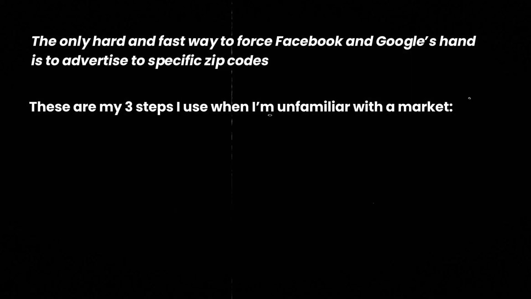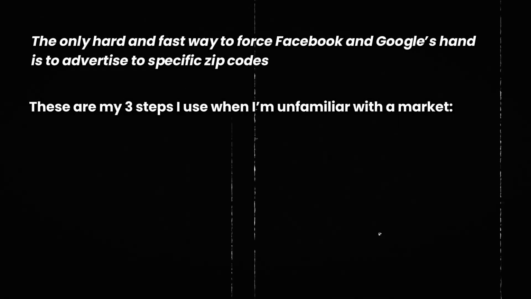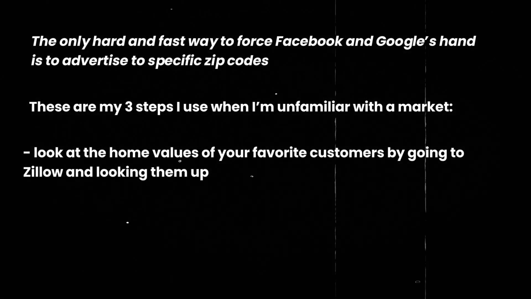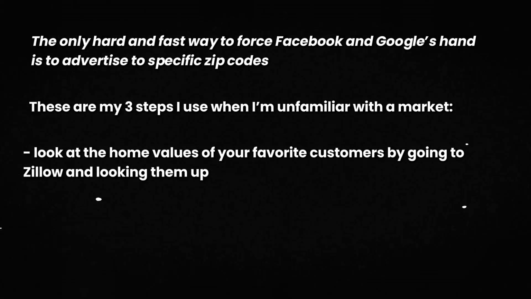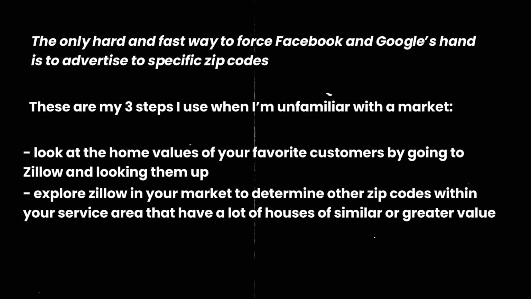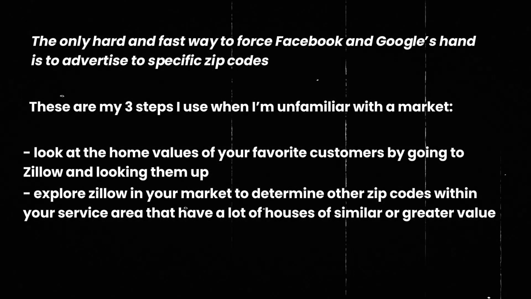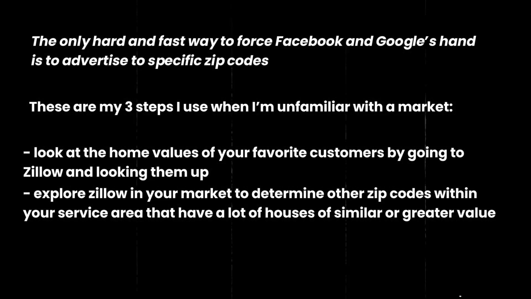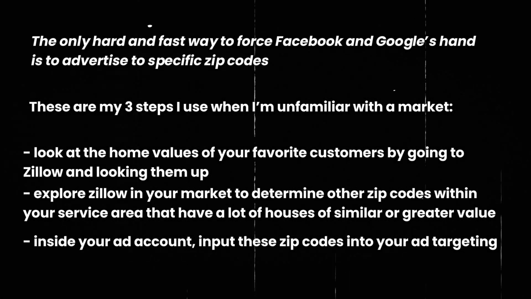So these are the 3 steps I use when I'm unfamiliar with a market. The first is, look at home values of your favorite customers by going to Zillow and looking them up. Number 2, explore Zillow in your market to determine other zip codes within your service area that have a lot of houses of similar or greater value. Inside your ad account, input these zip codes into your ad targeting. But check it out. This isn't an exact science. The algorithms are sometimes fooled by tourists or travelers that spend a lot of time in that zip code. So you'll occasionally pick them up into your ads.